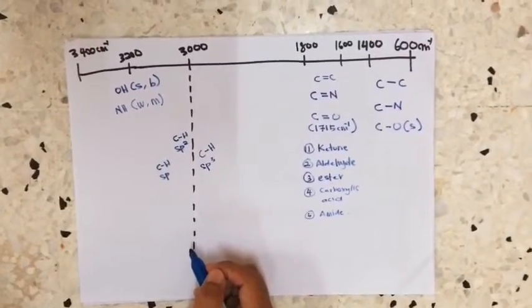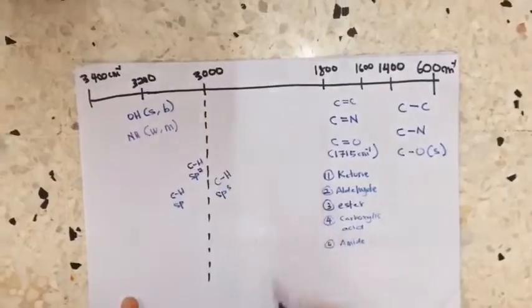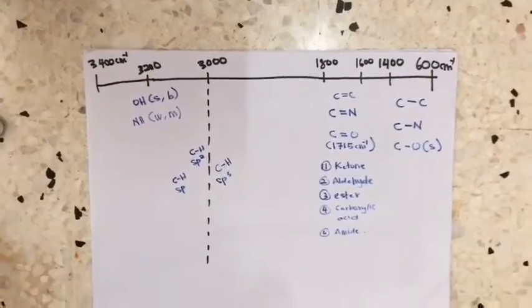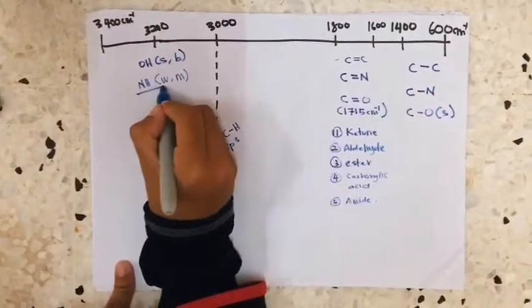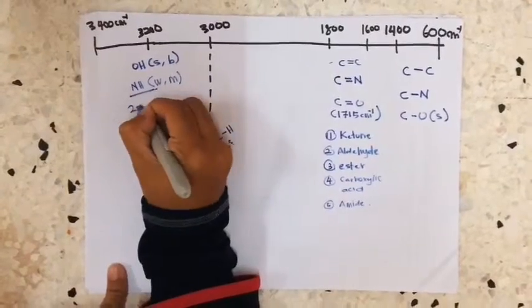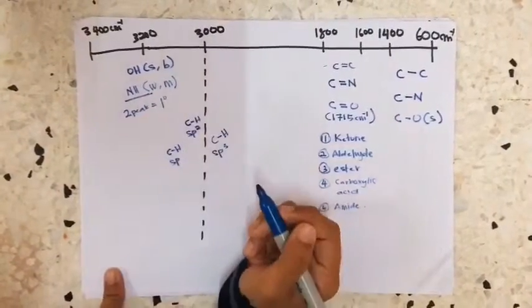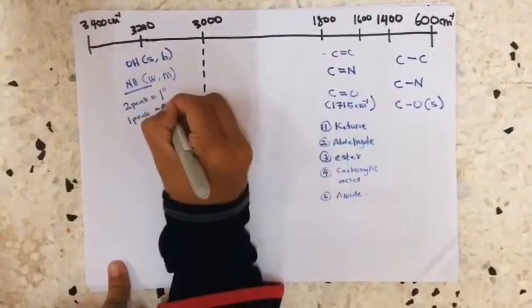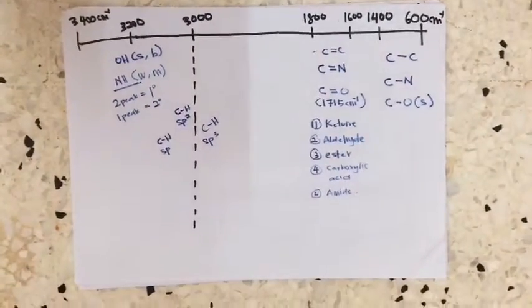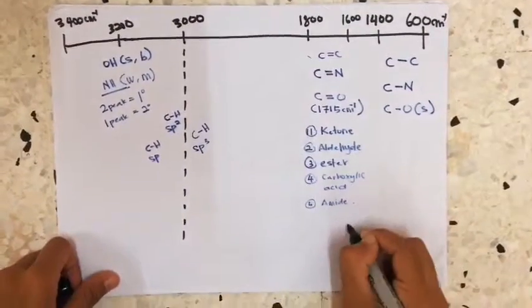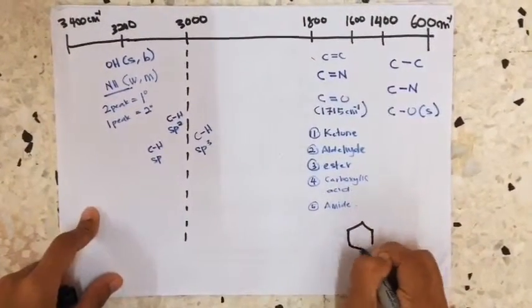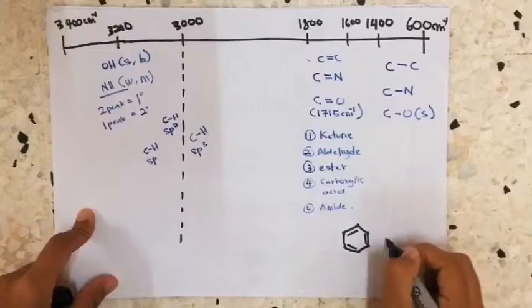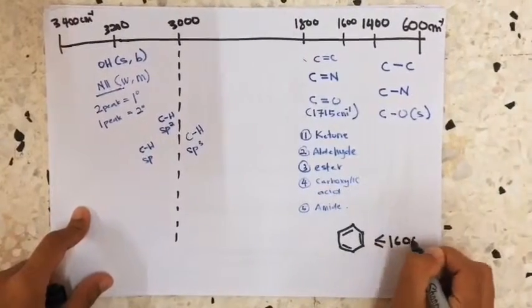If the information is NH, and if it is 2 peaks, it will show the primary amine, while if it is 1 peak only, it will show the secondary amine. For the benzene, it will show the information at below 1600 cm-1.